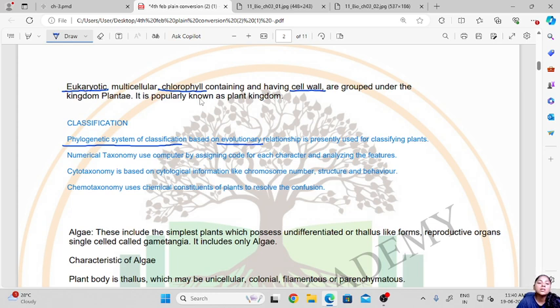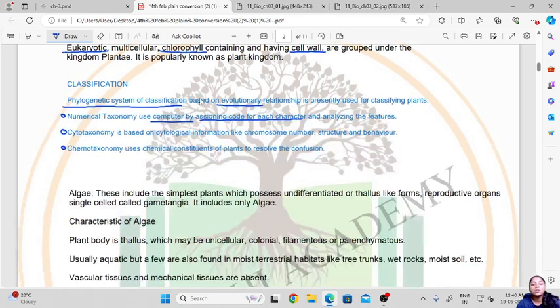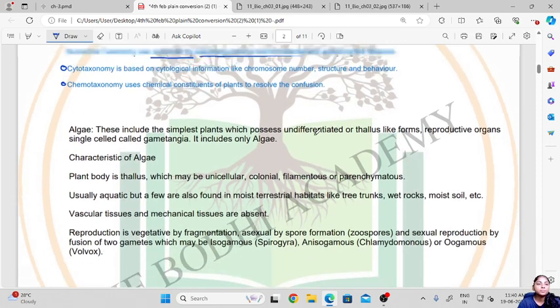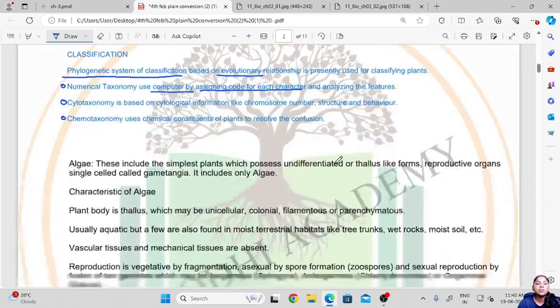There are also other systems of classification, for example the numerical classification, which uses a computer, and codes are assigned to each character of the plants, and it helps in analyzing the features and then classifying it. Then cytotaxonomy is based on cytological information like the chromosome number, structure, behavior, all of that. Then the last type is chemotaxonomy, which uses the chemical constituents of plants to resolve the confusion or to classify the plants. So this is about the classification of plant kingdom.